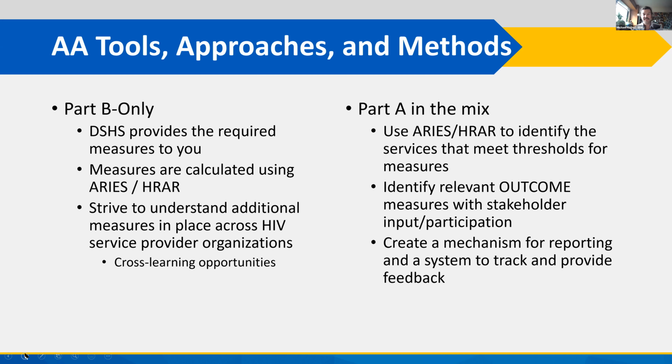You could probably still use ARIES and HERAR to identify the services that meet the thresholds for measures, and you can still use those same reports, but you would want to do it on the basis of the Part A funding as opposed to the Part B funding. That's the nuance there. But you calculate the utilization based on the Part A services that are provided, and identify how many measures are required.